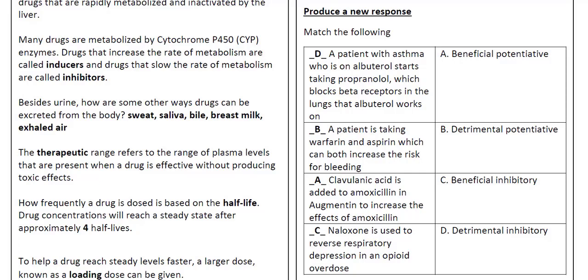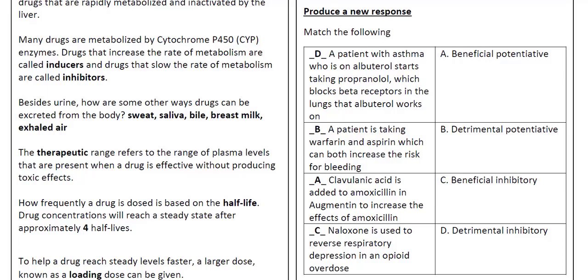When 2 medications interact to reduce the effects of one or the other medication, this is an inhibitory interaction. Like potentiative interactions, inhibitory interactions can be either beneficial or detrimental. An example of a detrimental inhibitory interaction is when a patient who has asthma and is taking albuterol starts taking propranolol. Propranolol is a beta blocker, and it can interact with receptors in the lungs, which is where albuterol works. So the propranolol inhibits the effects of the albuterol.